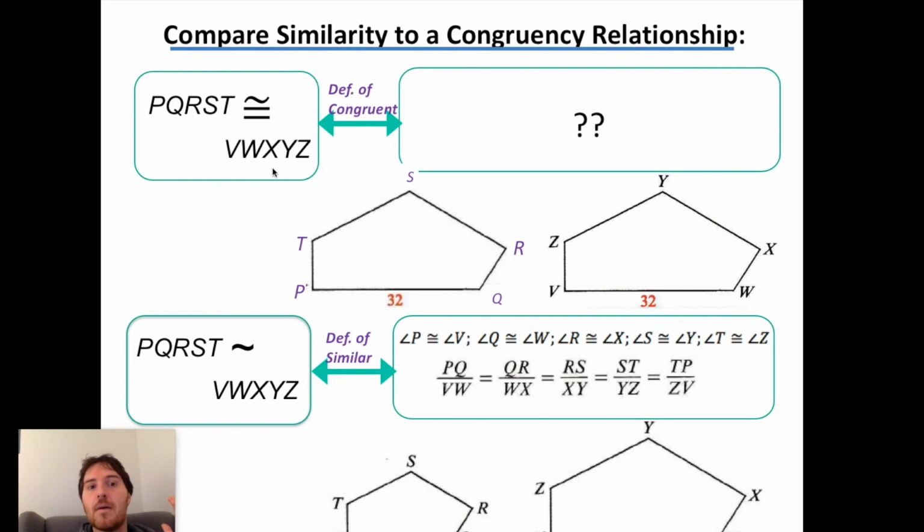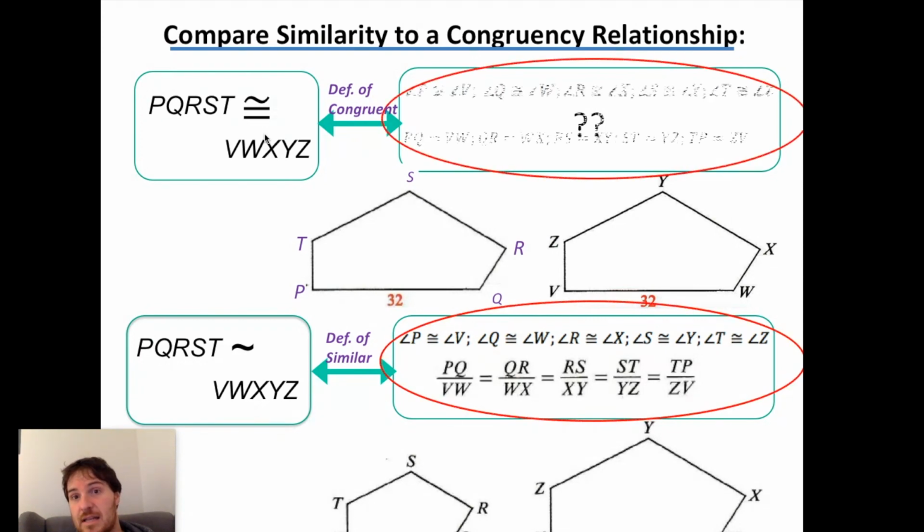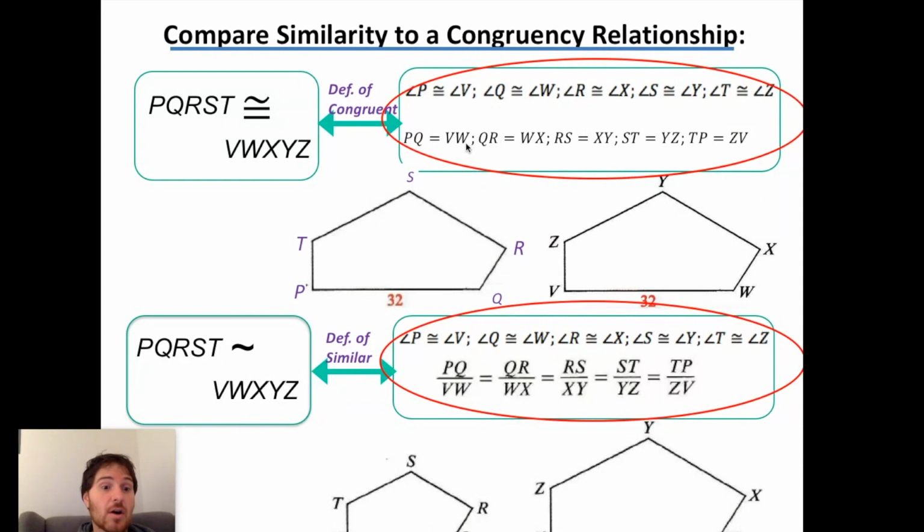So here, what if, instead of being given this as similar, you compared to what you could deduce in a proof if you knew that one was congruent to the other? Well, of course, angles are congruent. That's the thing that's going to keep going up top here. Angles are congruent, and then sides are equal to one another in a congruency relationship. So these are not very much different than what you've done so far this year, okay?